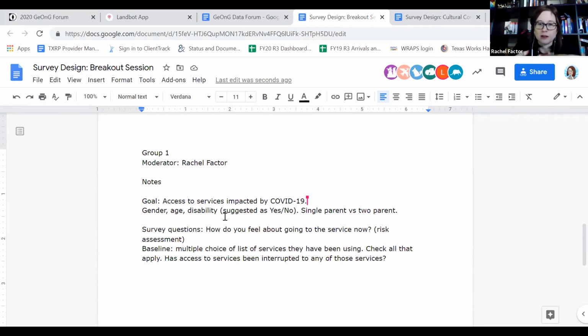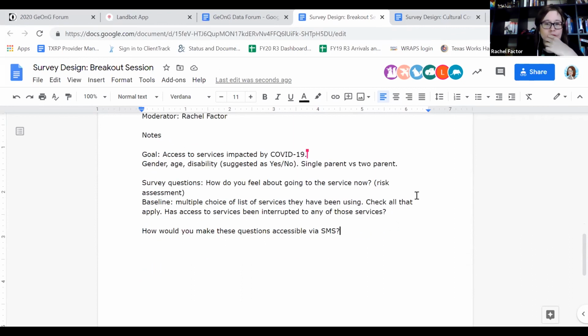But I'm curious if anyone else has used something like that, or how they might envision taking that question set that Sabrina mentioned and making it accessible via SMS. So how would you do that? Remember that your characters are limited in SMS. The format might get messed up depending on the carrier, depending on the type of phone. So how would you be asking those questions?